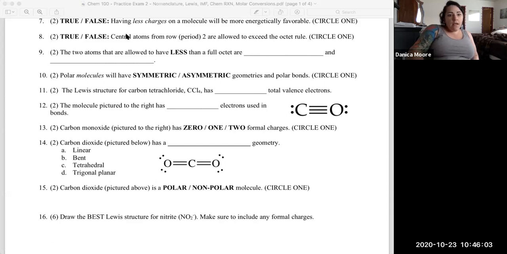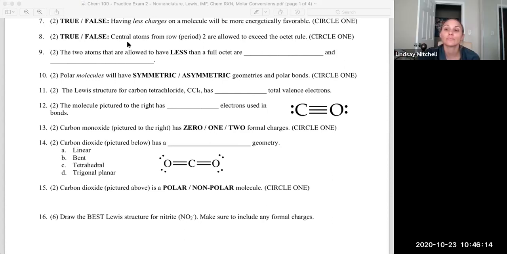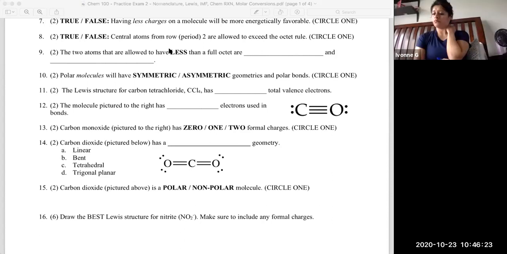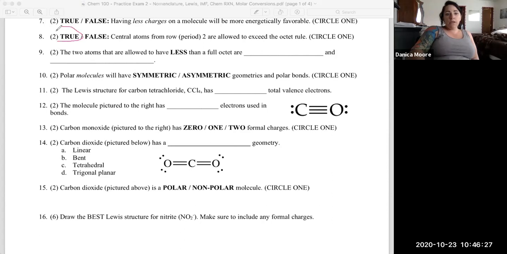Central atoms from row or period 2 are allowed to exceed the octet rule. True or false? False. What row do we get to exceed the octet rule from? Row 3 and below. So from row 3 and below, we're able to exceed the octet rule. Row 2 and above, no exceeding, right?